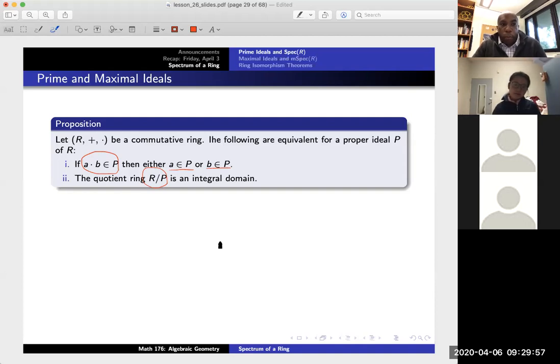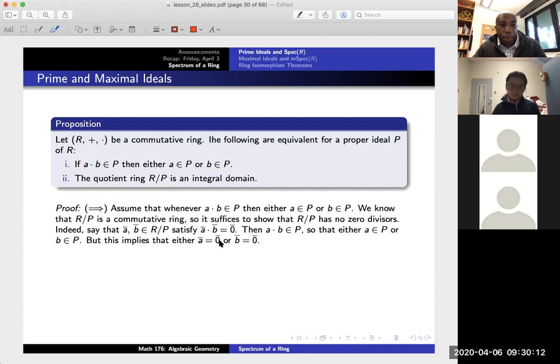So I want to skim over the proof of this. This is kind of a standard statement that you would have in any class in ring theory. So this is, for example, something that you would have seen in 172, but I at least want to go over the proof here for those that maybe have not seen this before. So we'll do this in two directions.